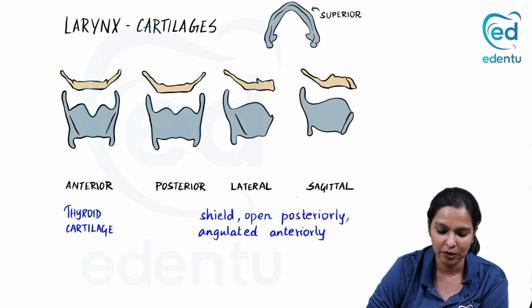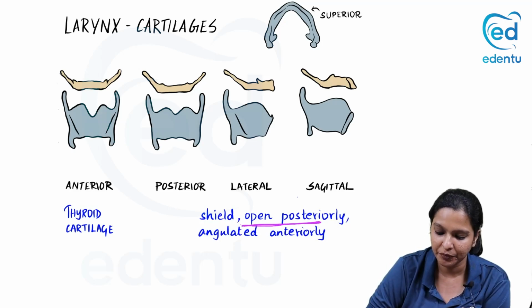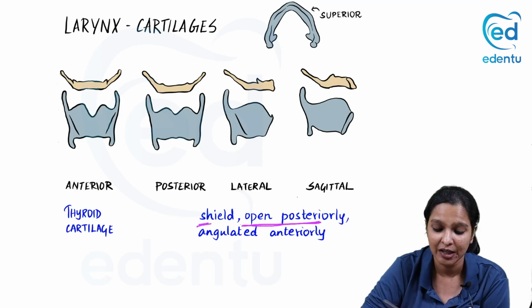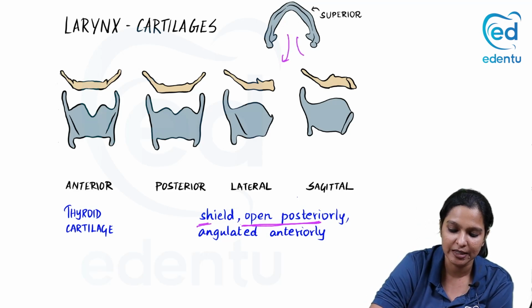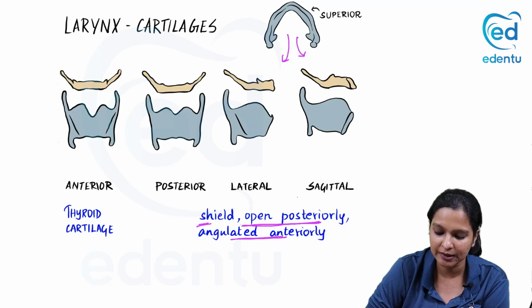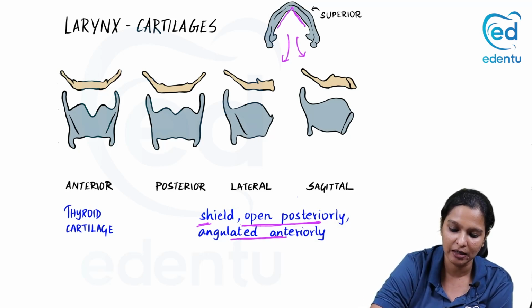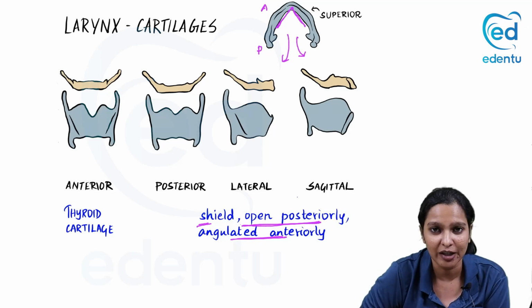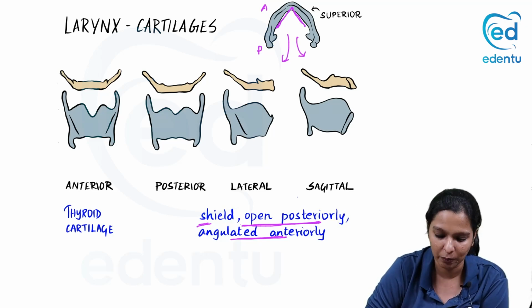Now, let's look at the parts. It is open posteriorly. It is shield-like, and that is why it is called thyroid cartilage. It is open posteriorly; you can see that it is not continuous. Whereas anteriorly, it is angulated. It forms an angle here. This is the anterior aspect and the posterior aspect. Anteriorly it is angulated and posteriorly it is open.